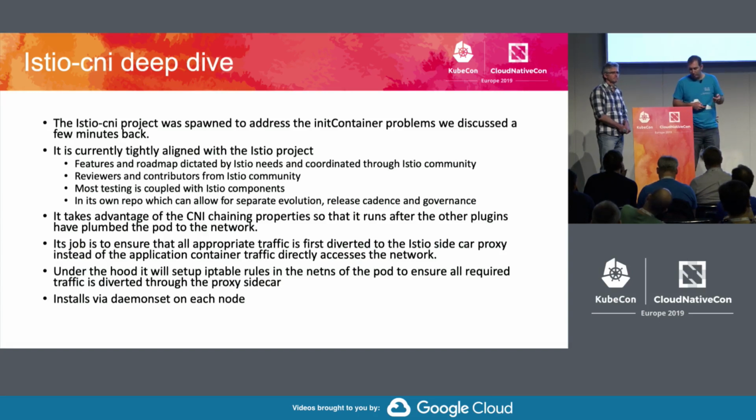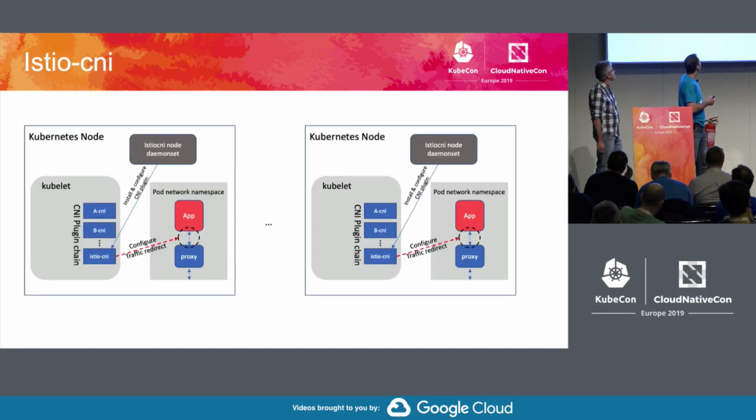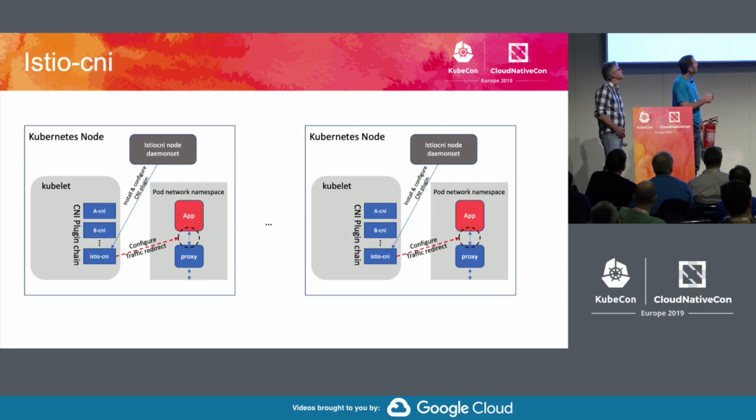It installs via daemon set, like I told you the best practices were. The way it works, this is the visualization of the CNI plugin chain. Each node has a daemon set, and that daemon set sets up an Istio-cni config in the existing configuration on that node for the CNI. So the kubelet, when a pod is coming up, runs each plugin that's in the config chain. And the Istio-cni is doing this, right? It's setting up IP tables to make that traffic redirect happen.